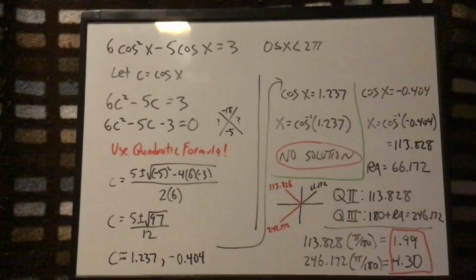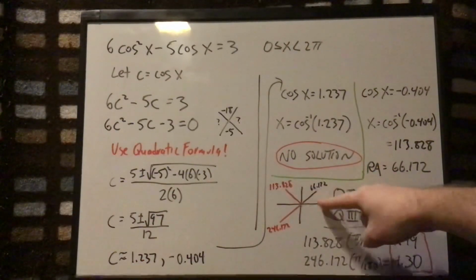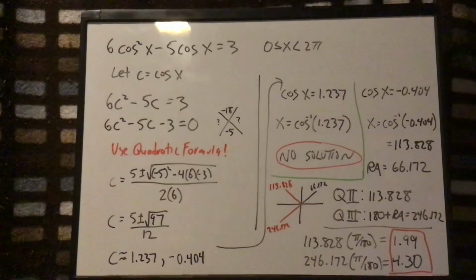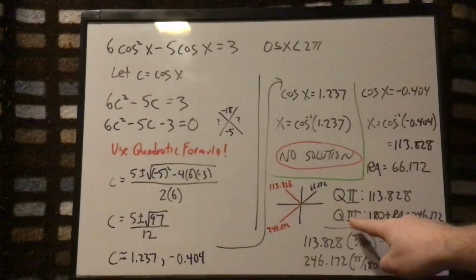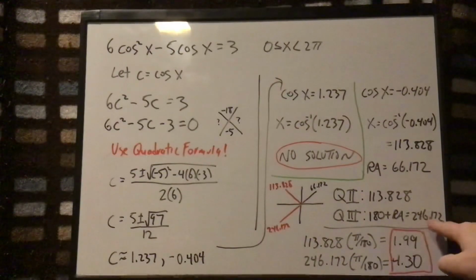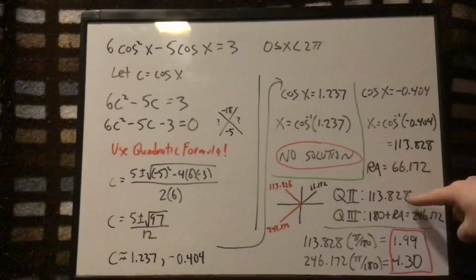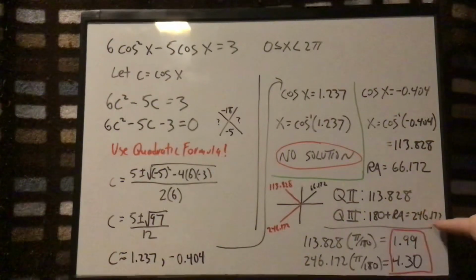In order to get the reference angle, I have to do 180 minus this quadrant 2 angle. If I do 180 minus that angle, it gives me that 66.172. So that's how I got this reference angle. And then to get the quadrant 3 angle, I basically need to do 180 plus that reference angle. So 180 plus the reference angle came out as 246.172. So it's a decent amount of work and thinking, but if you're able to handle that, then you get the two solutions. What solves this problem in degrees is 113.828 degrees and 246.172 degrees.